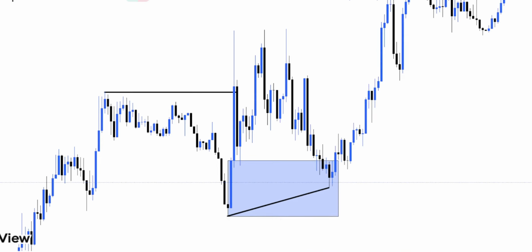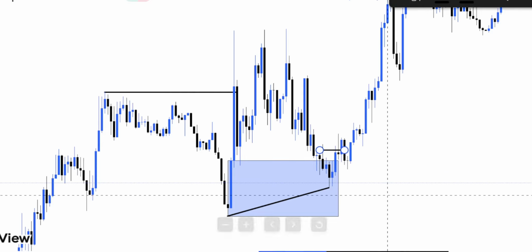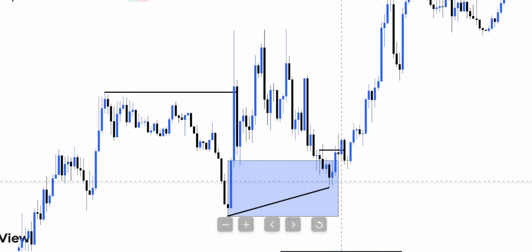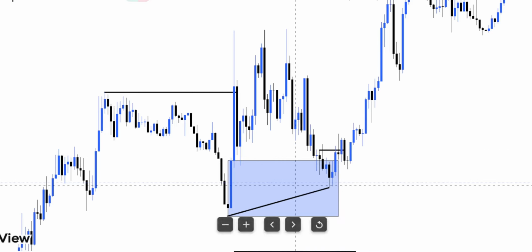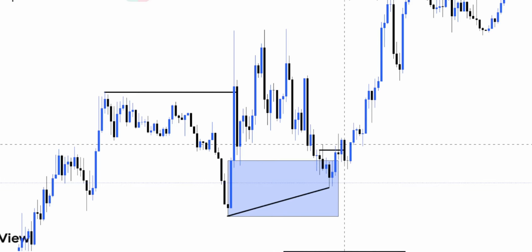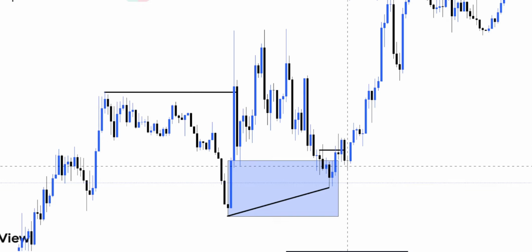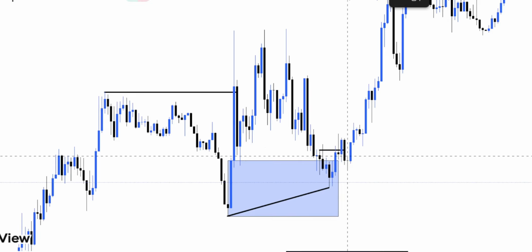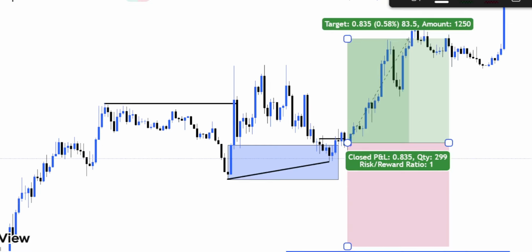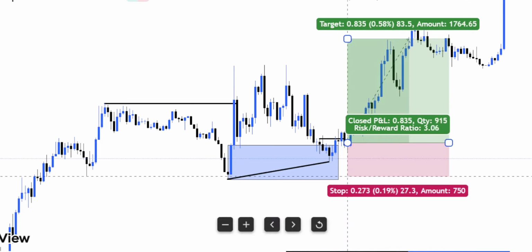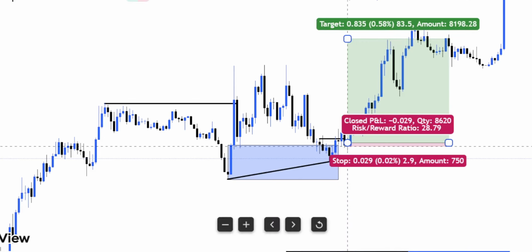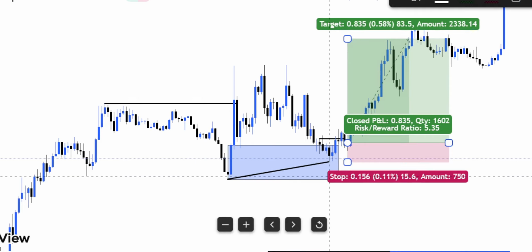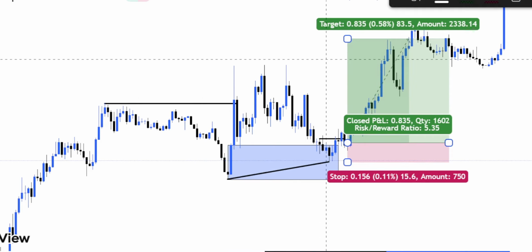You mark the rejection candle. You wait for the first bullish candle to break it. In this case, demand. You wait for your first bullish candle to break it, then retest again. You will look for another rejection, then place a buy stop above it. Stop loss would be the recent low inside the demand.